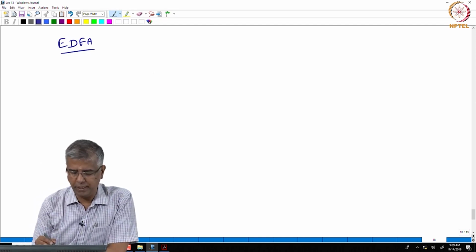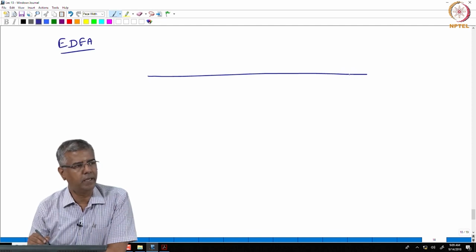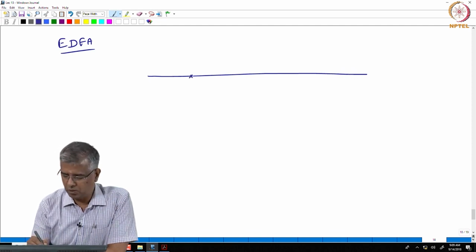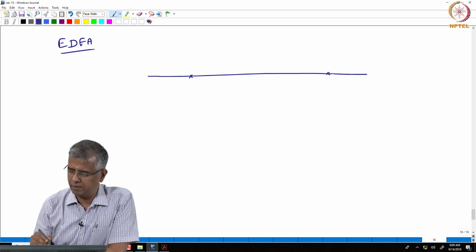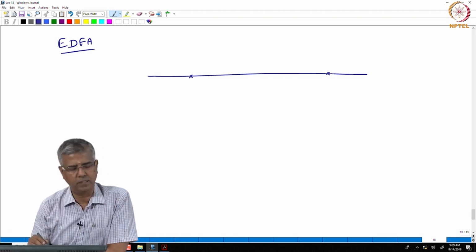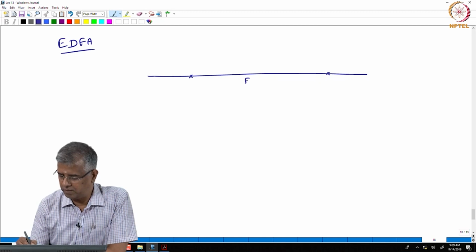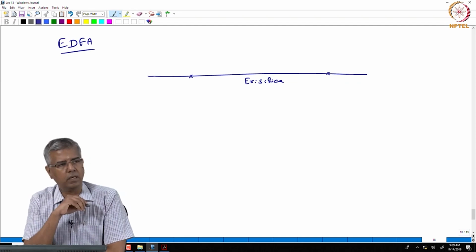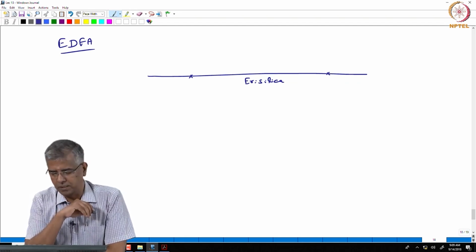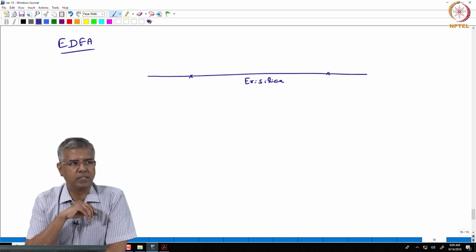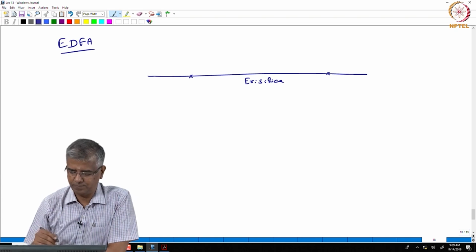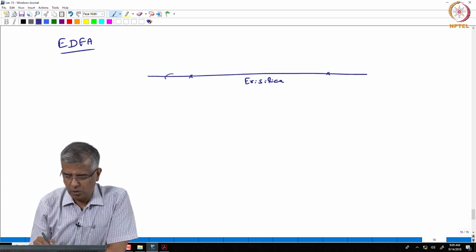So, what we need as far as the EDFA is concerned is clearly the erbium doped fiber. So, let us say I have an erbium doped fiber that is spliced with some other regular undoped fiber. So, this is erbium doped in silica. Okay. So, to make an amplifier with such fiber, what all do we need? We need to send in the pump.